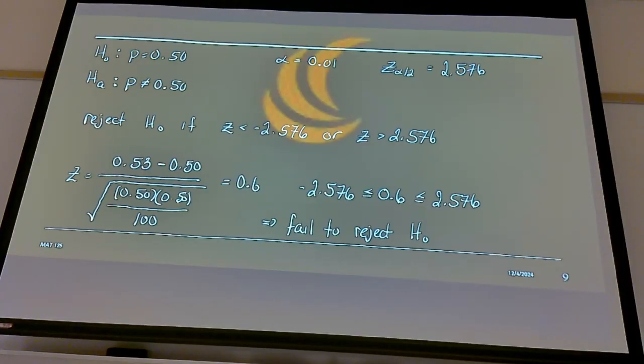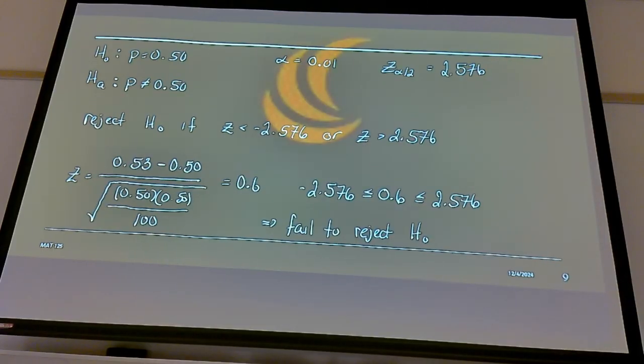So look in your table, negative 0.6, find the area to the left of that. What do you get?